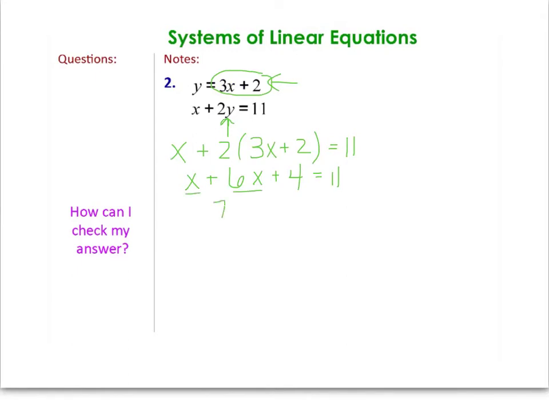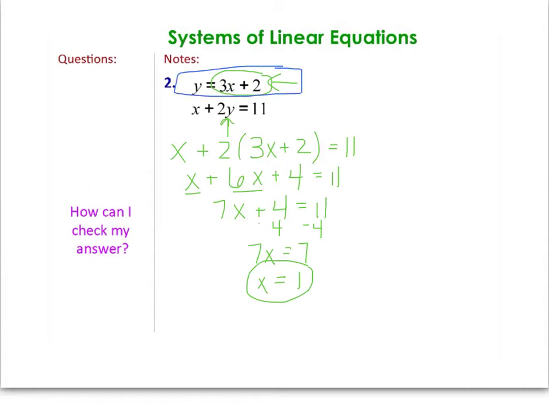x plus 6x gives me 7x plus 4 equals 11. Subtract 4 on both sides. I get 7x equals 7. So x equals 1. That's the first piece that I just solved for. So now what I'm going to do is take x equals 1 and put that into equation 1. I did not use equation 1 yet. I used equation 2 to solve for x. So I'm going to use equation 1 to solve for y. So equation 1 says y equals 3x plus 2.